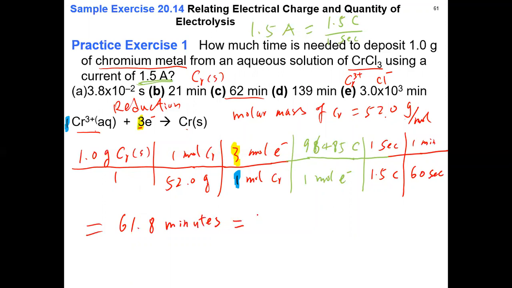You can round to 2 sig figs. So just review what we learned in 10.1.13. You want to keep the right number of sig figs because this current has 2 sig figs. So that's for this problem.